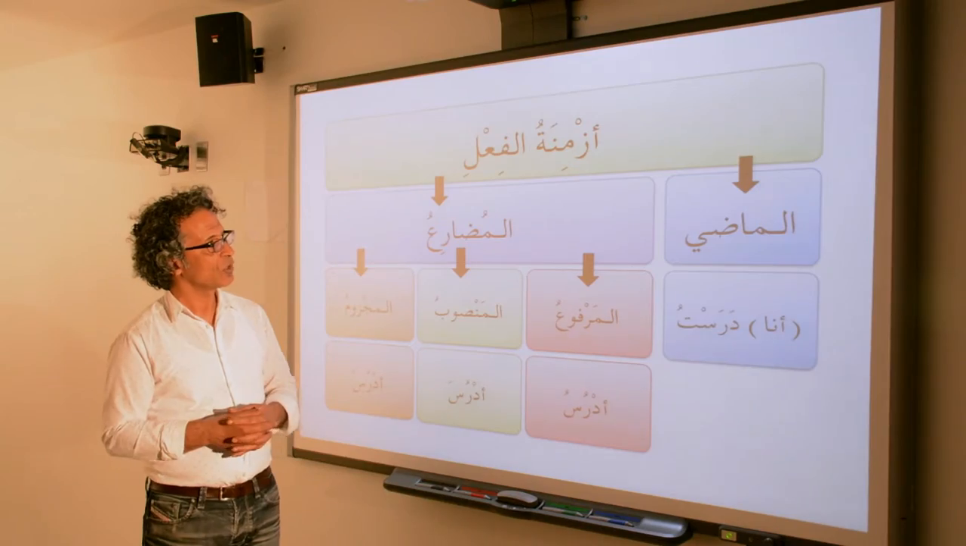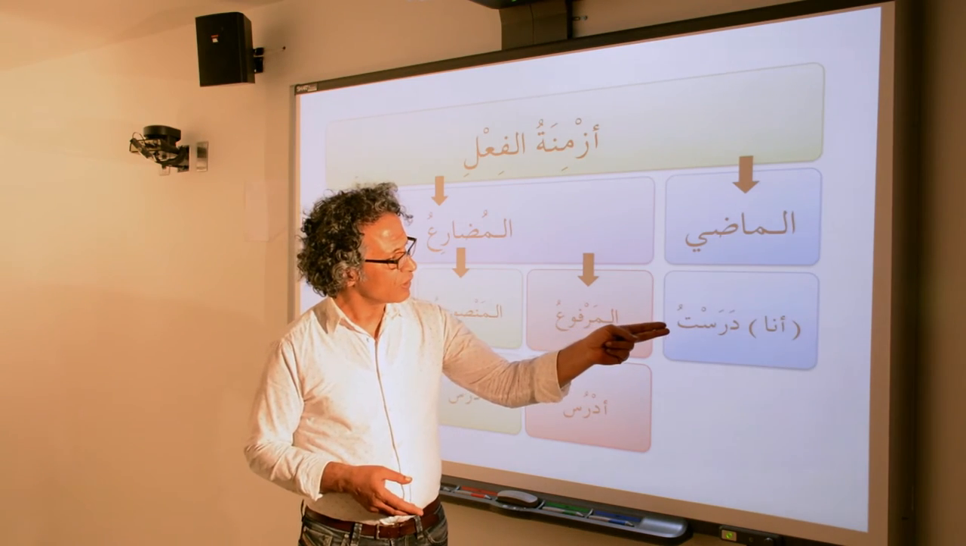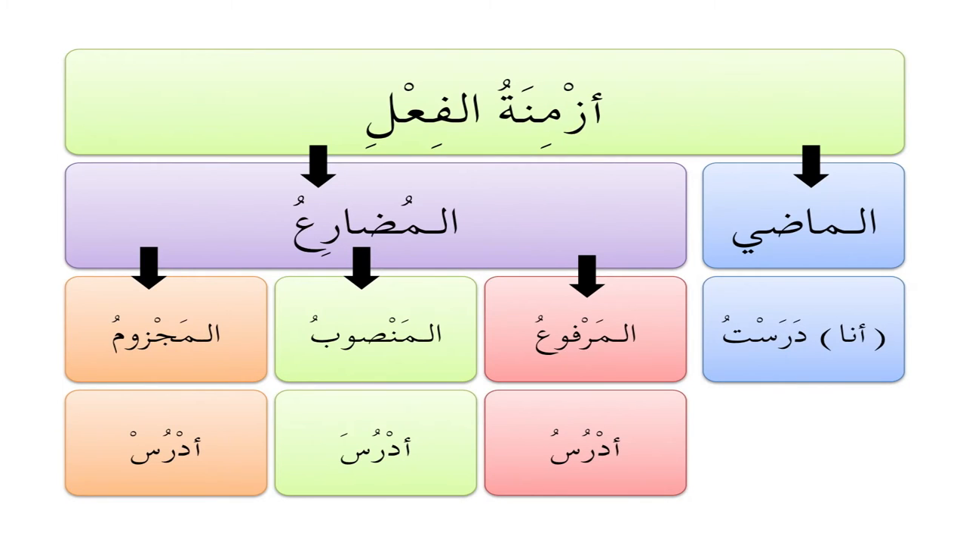المضارع is an action that might have started in the past but is continuing in the present and might continue in the future. So الماضي كما ترون درست. Now we put أنا between parentheses لأنه it would be redundant in Arabic to say أنا درست. The verb, as we said in implicit pronouns, already includes the pronoun in itself.